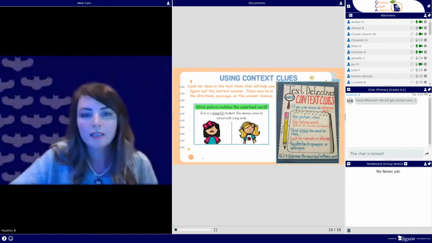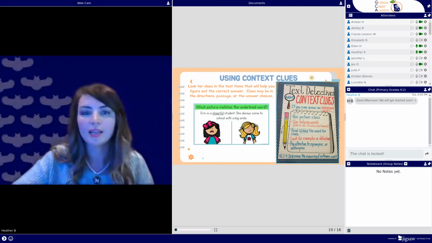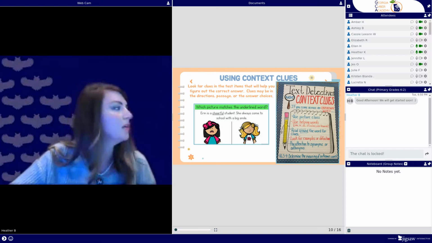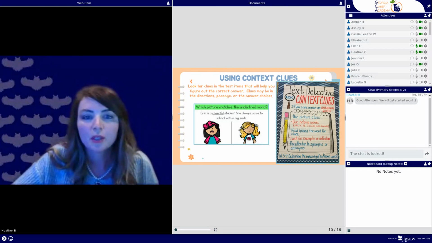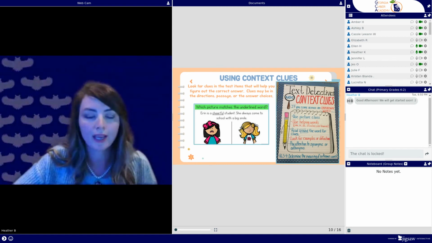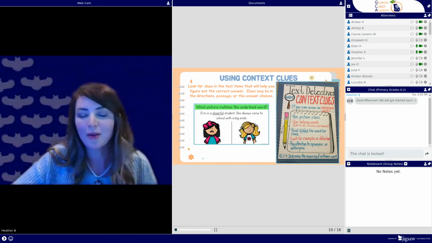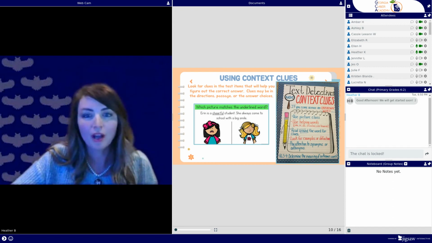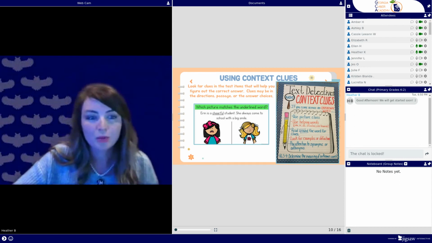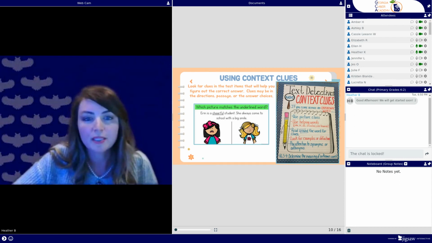Another strategy that we teach is the use of context clues. So look for clues in the text that will help you figure out the correct answer. Clues may be in the directions, in the passage, or in the answer choices. And I also always encourage my students and even my own child, I have a second grader, and we practice these test taking strategies all the time, to look in the pictures. A lot of times, your pictures, your visuals will also help you find your answer choices.